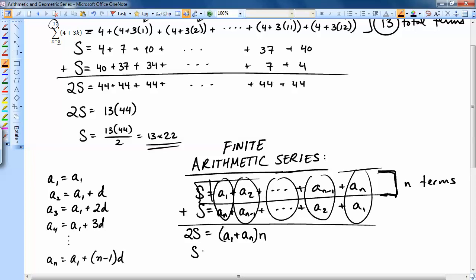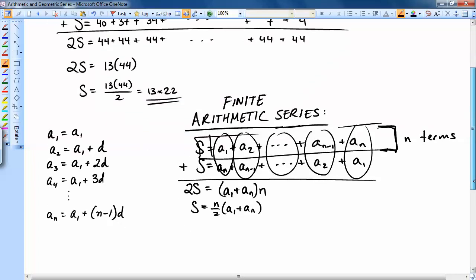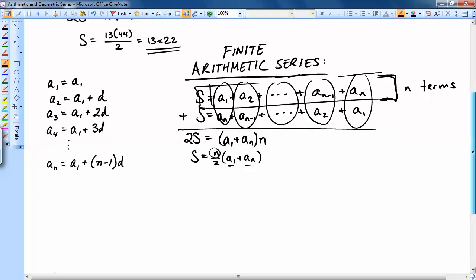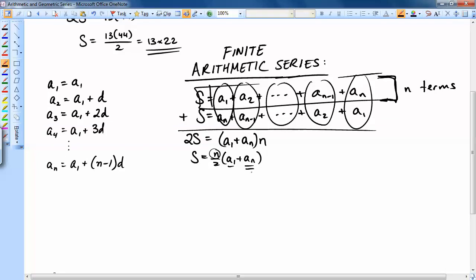Now I'm going to take s and divide both sides by 2. So I get n over 2, a1 plus an. So really all you would need is the first term, the last term, and the number of terms in order to figure out what the sum is of an arithmetic series. But sometimes the last term's sort of annoying to get, so that's where this comes in handy.